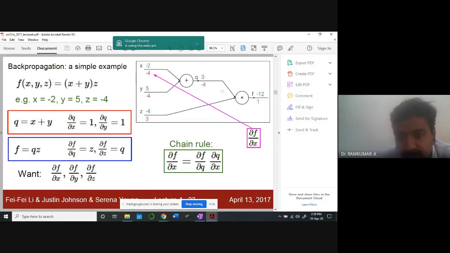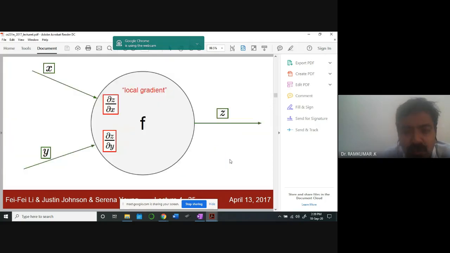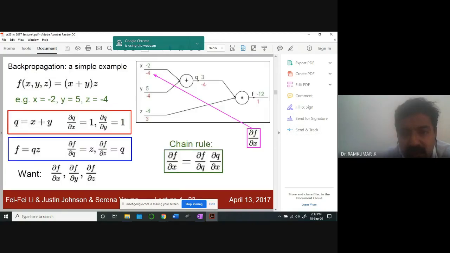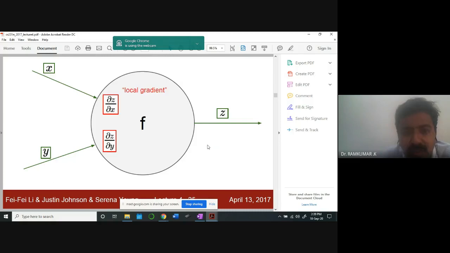The same manner you can work out dou f by dou x. Dou f by dou q first, from here to here, then dou q by dou x. That's the chain rule idea. That's basically the idea he is talking about. So you have the local gradient. What is the local gradient here? Dou q by dou x, dou q by dou y. They are the local gradients.